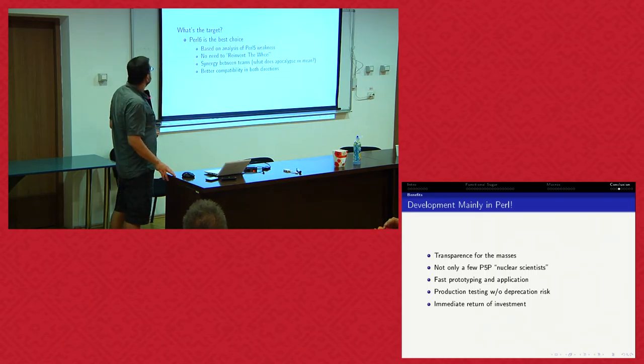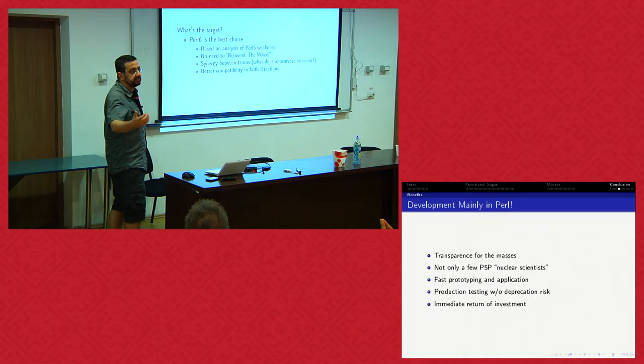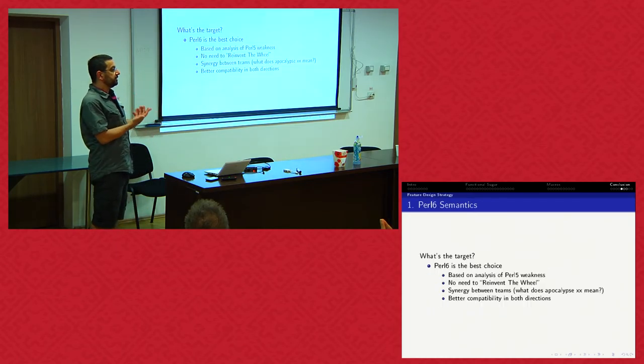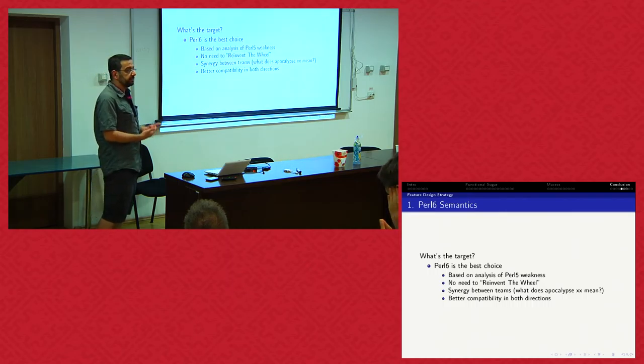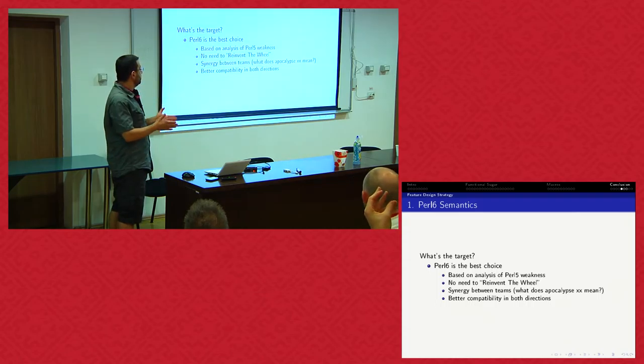So what's the target? What's the design strategy? I think Perl 6 design of statements like gather and take, I wouldn't call it yield now or something like this. I would look into Perl 6 because there was a lot of intelligence in the design of Perl 6, a lot of discussions about where the weaknesses of Perl 5 are. And we should copy Perl 6 in the way. So based on this analysis of Perl 5 weaknesses, no need to reinvent the wheel then. We take the concepts and we have a synergy between the teams.